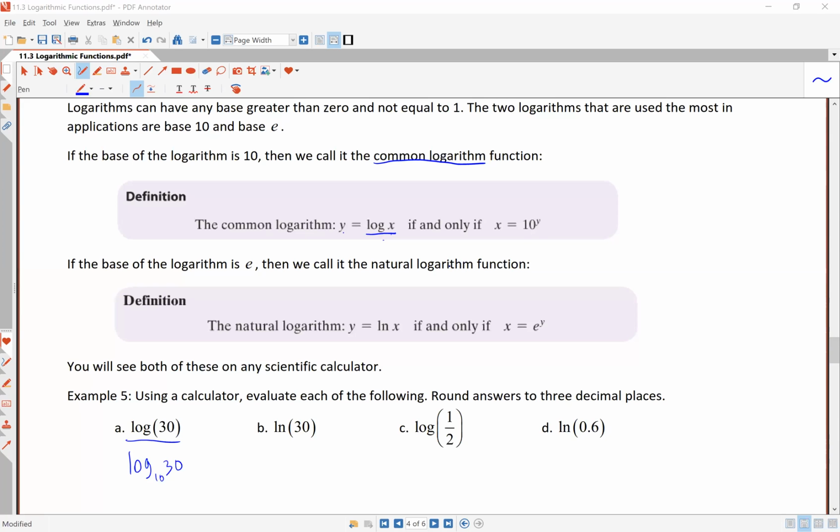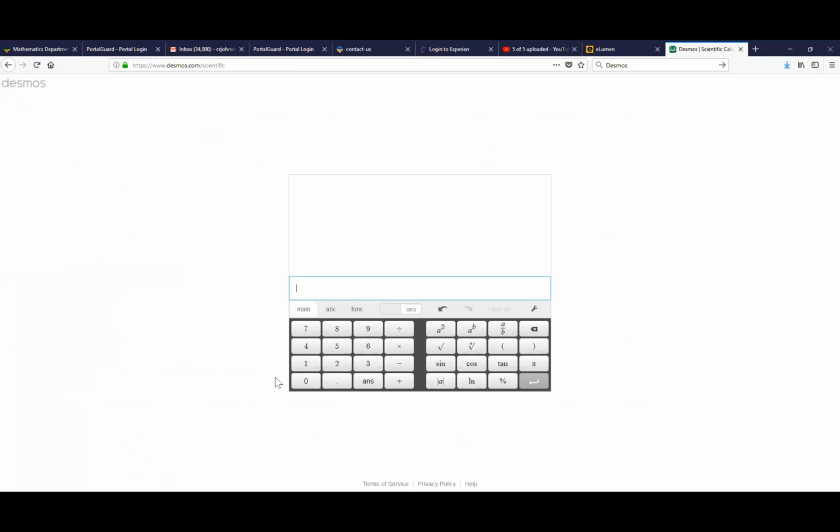So to evaluate log of 30, we'll need a scientific calculator. I'm going to use an online program called Desmos, D-E-S-M-O-S, and display that scientific calculator for you. You'll see on the main screen that I only have the ln button. If I go to function, then I have the ln and the log button.